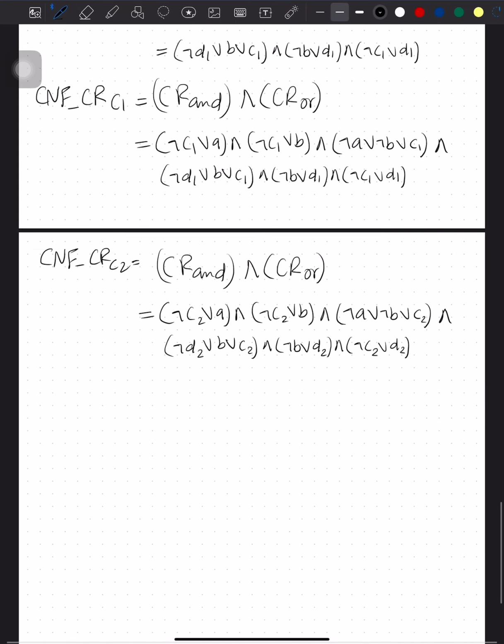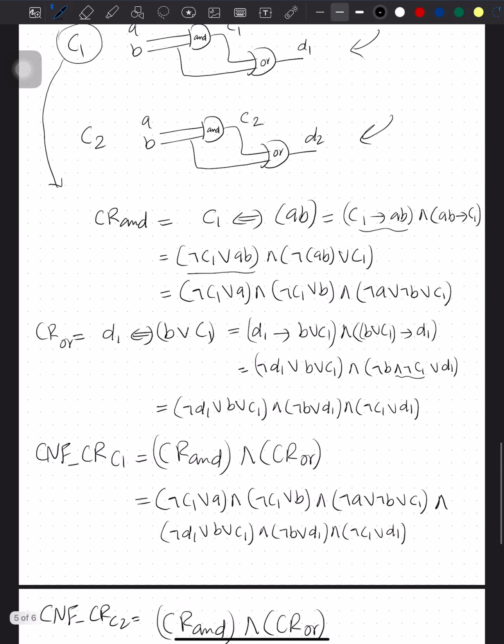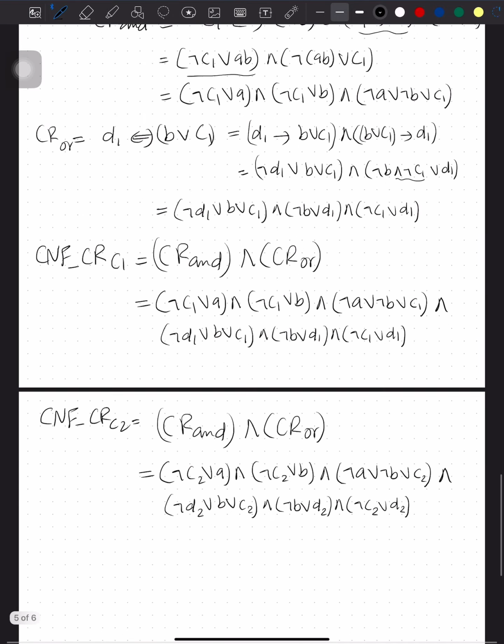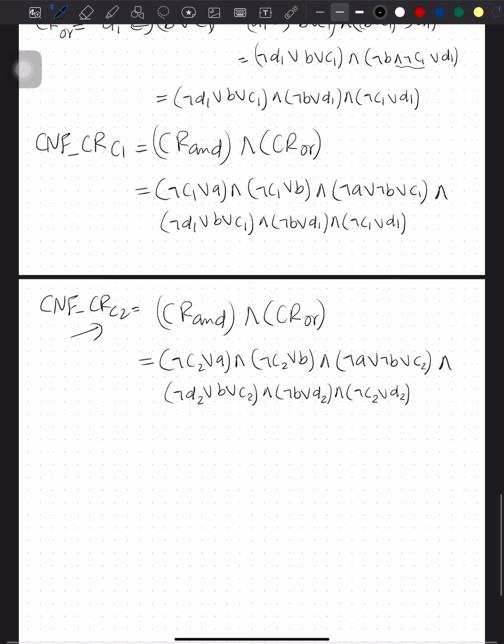Okay, so now we have the CNF form for C1 and C2. And of course, this is in the case they are equivalent. If they are not equivalent and you changed one of those gates, then you need to do the analysis again for C2. This will be different, they will not be the same. So in that case, you will get the new CNF form for C2, and then you will have the two expressions in CNF form.